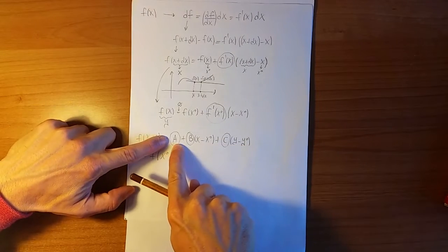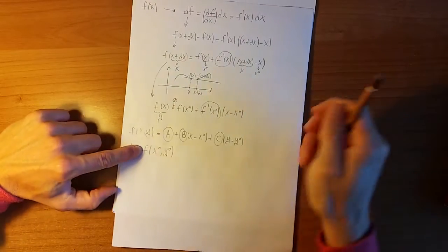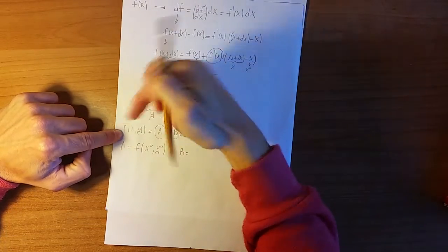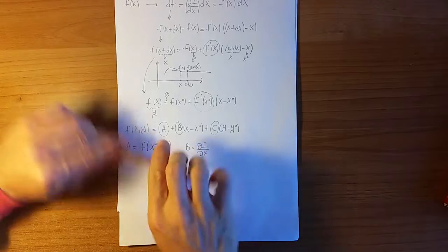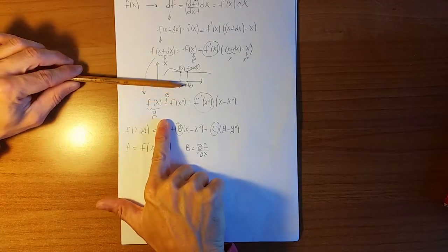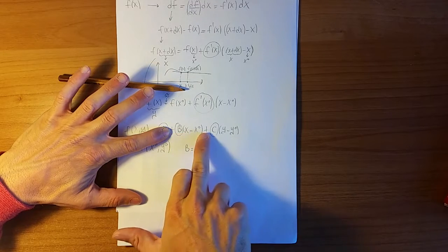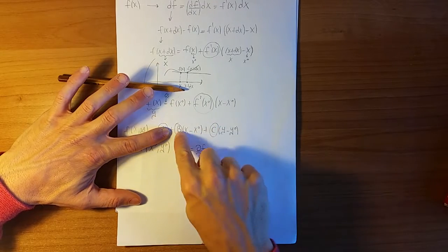So we are left with a. So a must be equal to this thing right here. B instead is equal to, we can take the derivative of this expression with respect to x, because this is a constant with respect to x, so that's 0. The derivative of this part gives me b times the derivative of x minus x0 over x, which is just 1, so we get b.